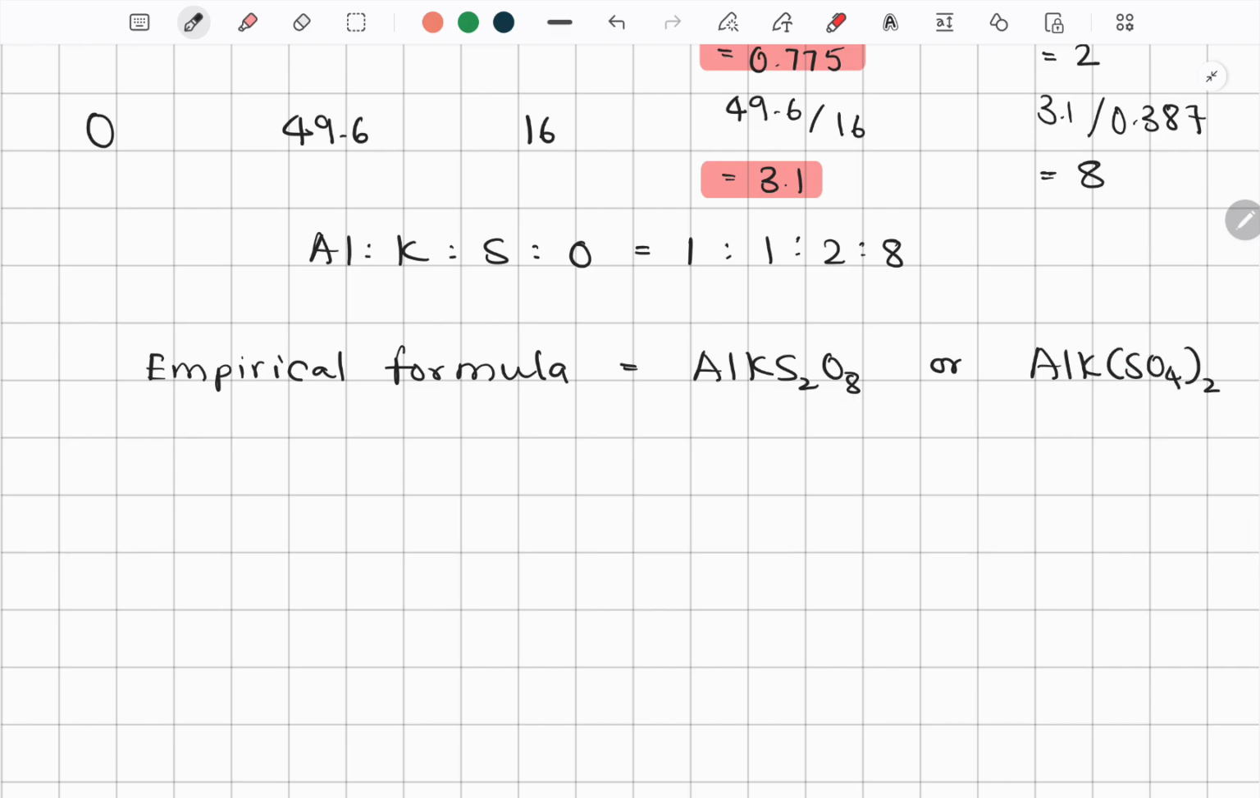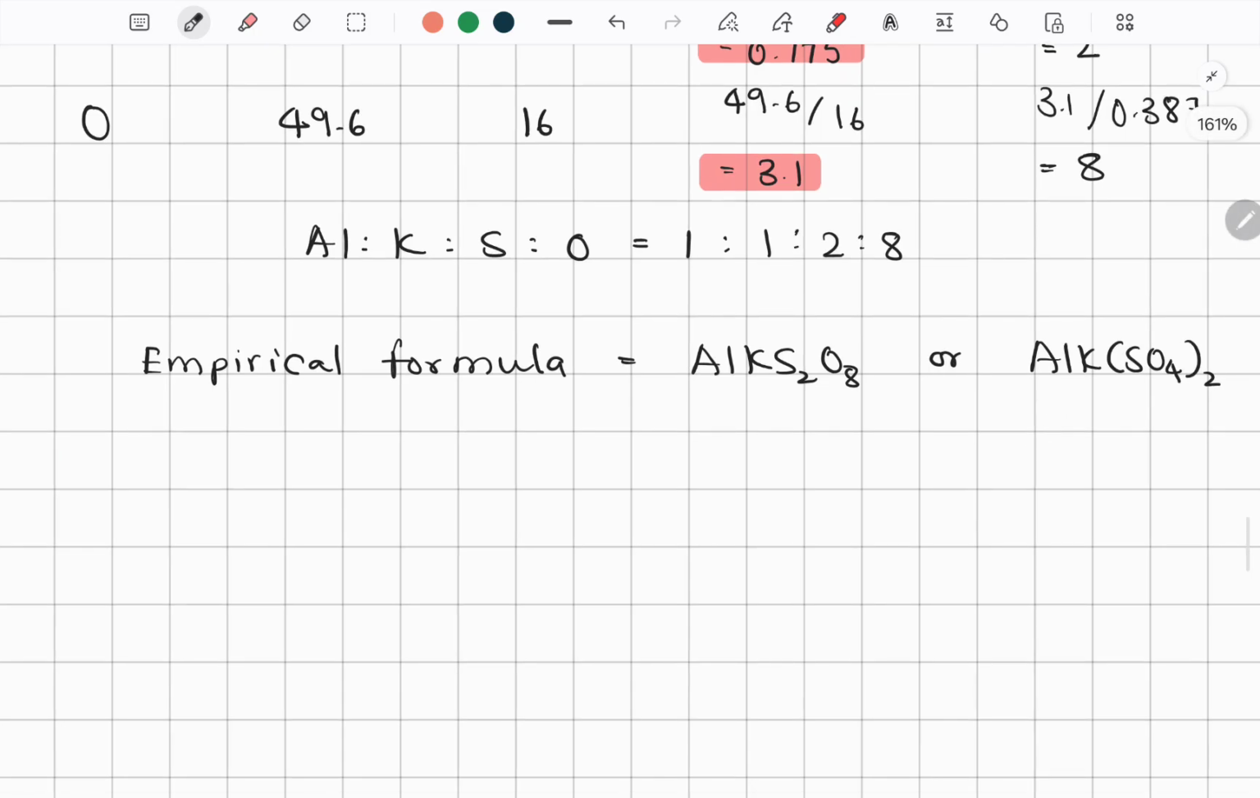So this is AlK(SO4) twice. Carefully, if you see, it has S2O8: 2 ones are 2 and 4 twos are 8. So it is AlK(SO4) twice, which is nothing but potash alum. It's an alum, a dehydrated potassium aluminium sulfate. You can stop over here, but if you know, you can go further as well.